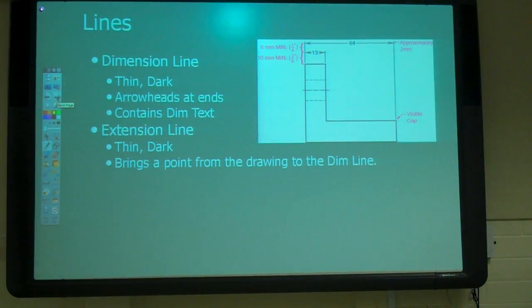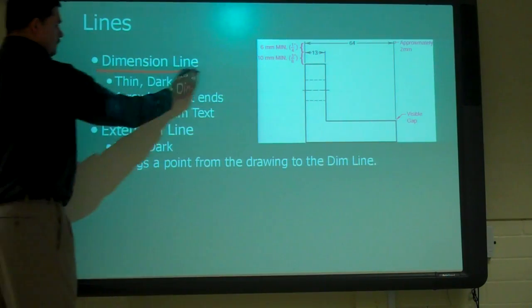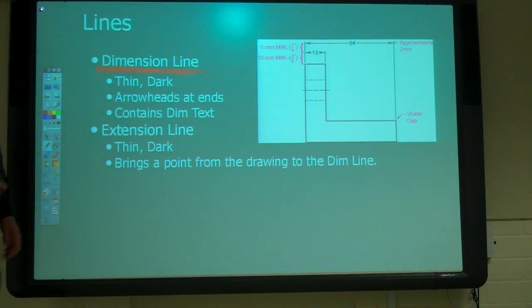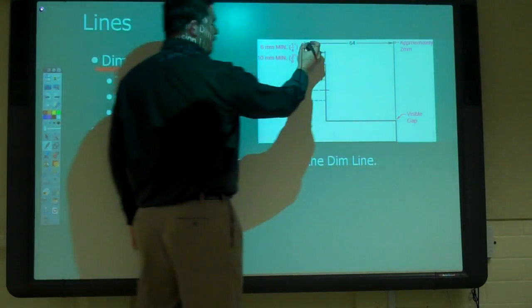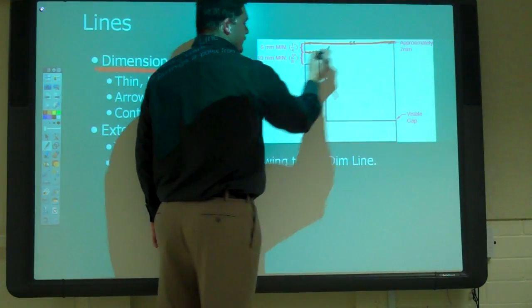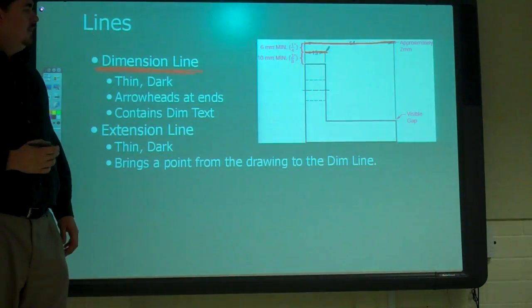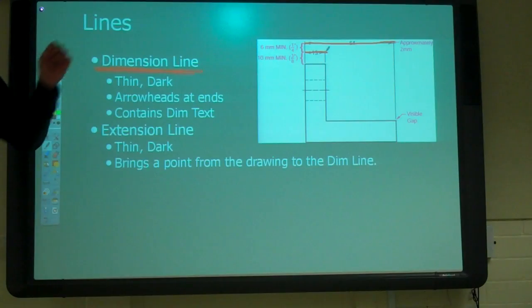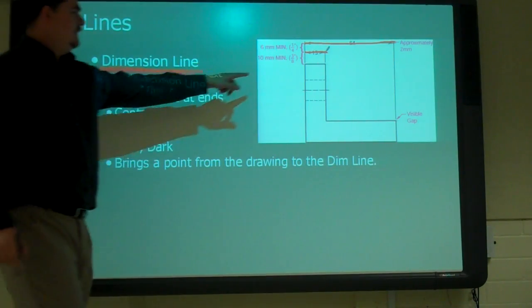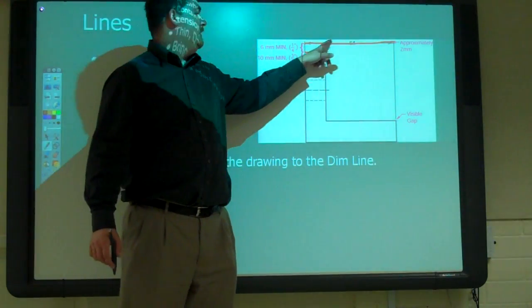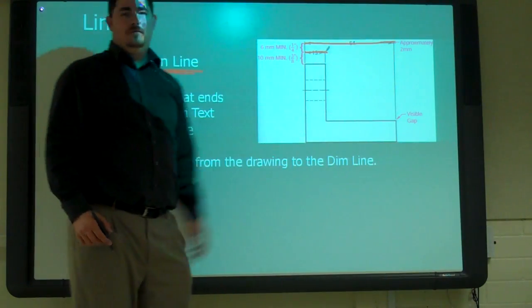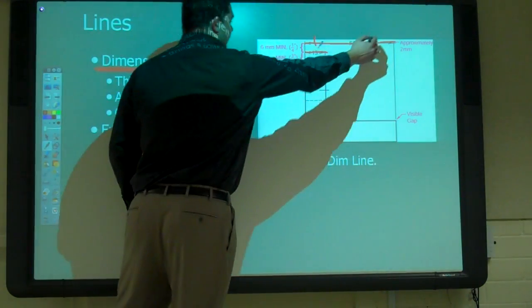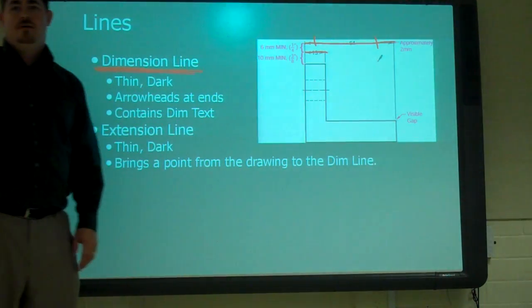So for our lines, we have dimension lines. Dimension lines are the lines that have the text in them. So that line and that line, those are the dimension lines. Thin and dark. All lines are always dark, and like most lines, these ones are thin. We have our arrowheads at the end and our text in the middle, or somewhere in the middle of the line. As long as it's between there and there, it's okay.